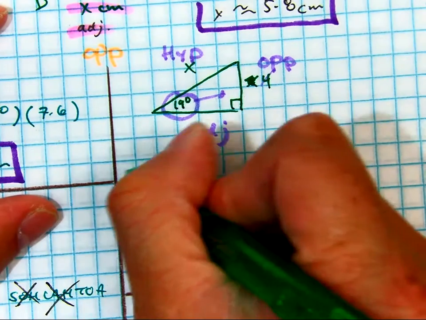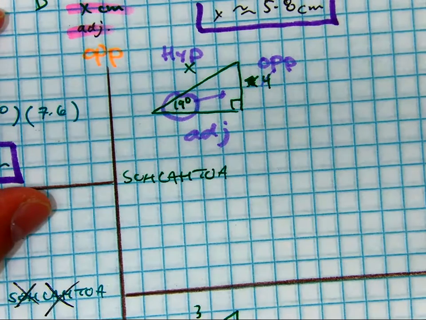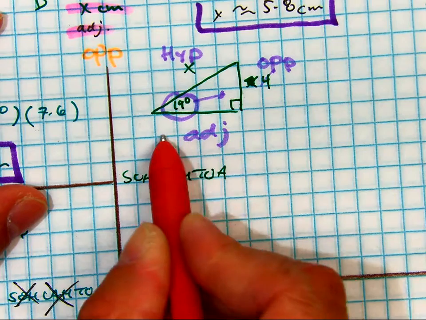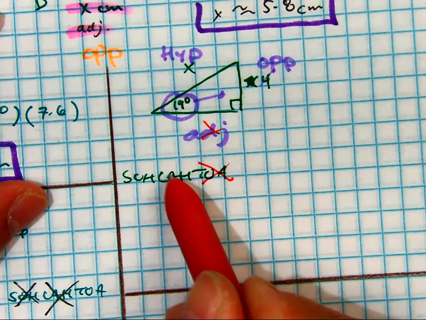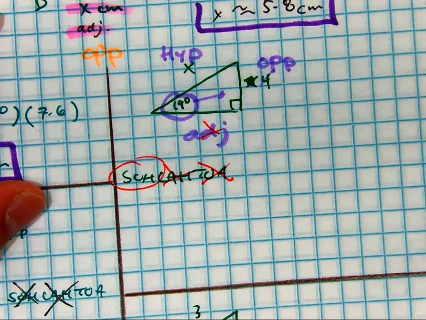Yesterday we learned about using the phrase SOHCAHTOA. Because this one does not have anything next to the adjacent, there's no variable, there is no number, I'm going to cross it off. So basically cross off any trig function that has adjacent in it. Therefore, in this problem, we are using sine.